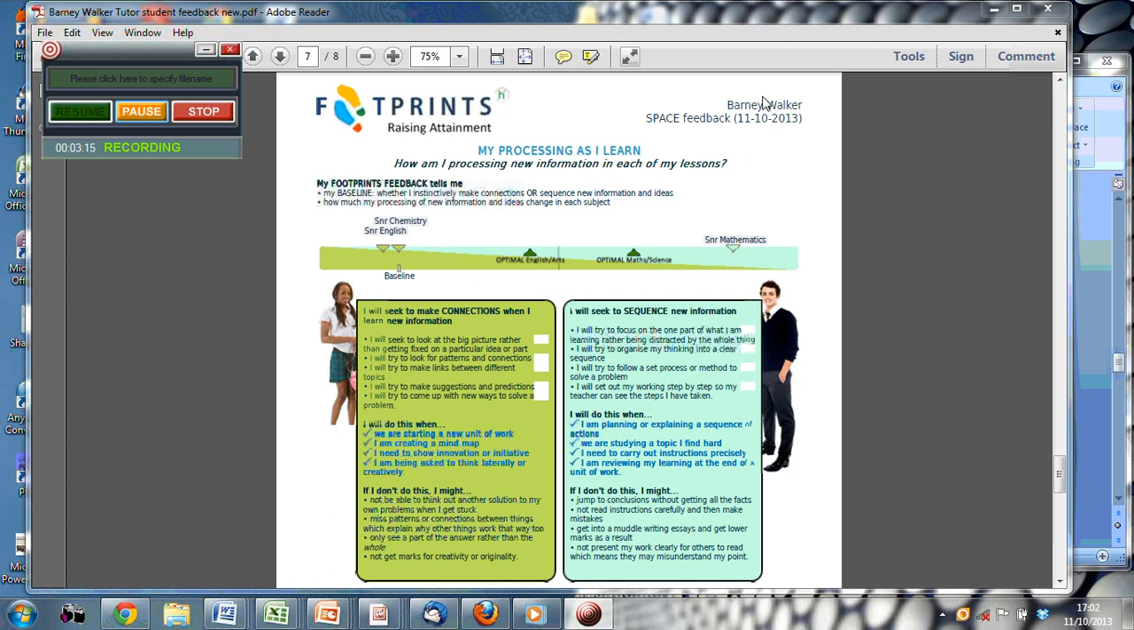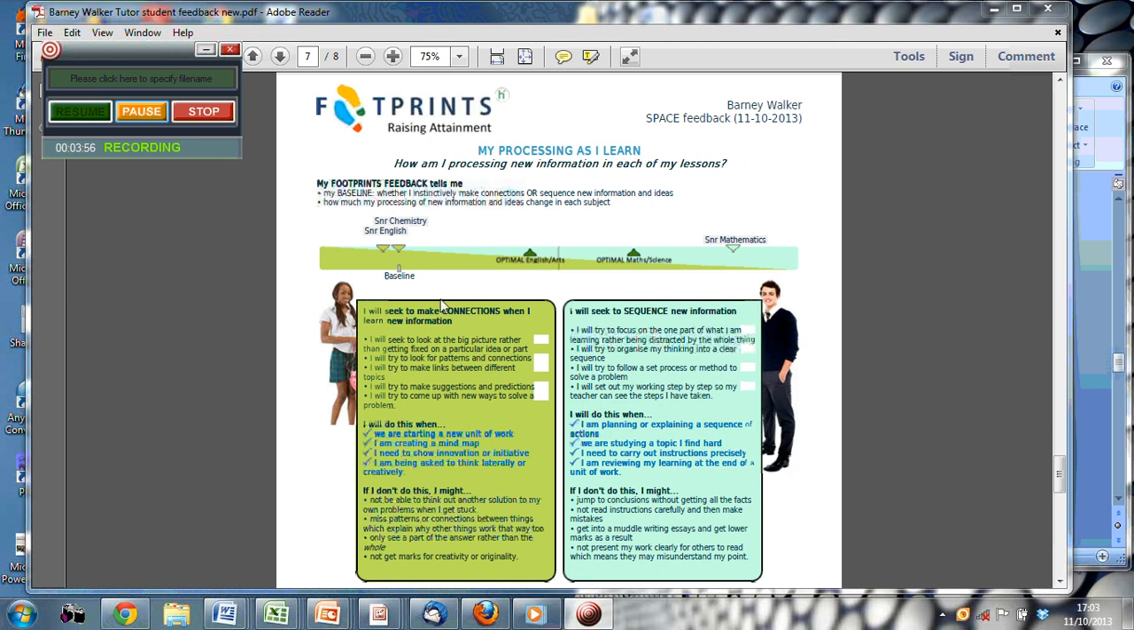Okay, let's have a look at our student, Barney Walker here. So Barney has a baseline. This is his instinctive posture in terms of how he processes things when he's not being taught anything at all. His instinctive posture is pretty far down the making connections end of the scale. So Barney is someone who tends to think very connectively rather than sequentially. He tends to see patterns rather than to sequence things in logical linear orders. And we see that in English and chemistry Barney is using this instinctive connecting posture.